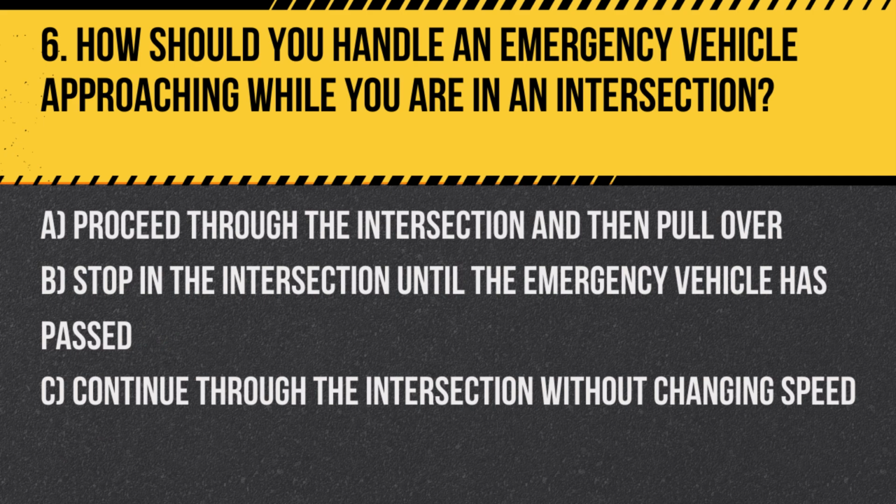Question 6. How should you handle an emergency vehicle approaching while you are in an intersection? A. Proceed through the intersection and then pull over. B. Stop in the intersection until the emergency vehicle has passed. C. Continue through the intersection without changing speed.